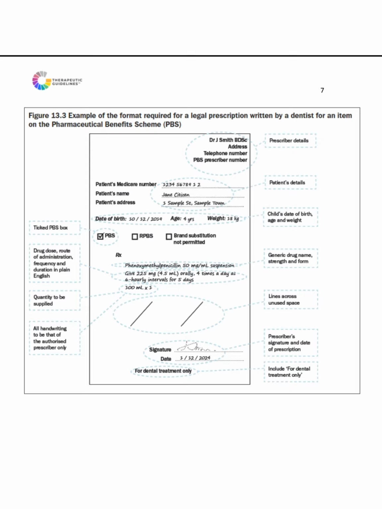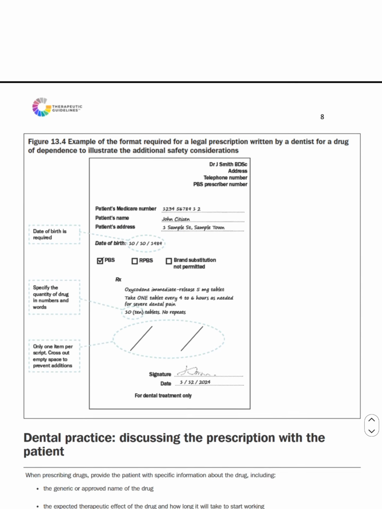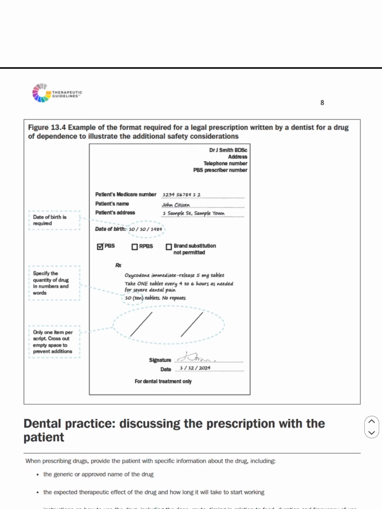All right. Then we have to write the quantity to be supplied, like 100 ml 3 times. Then if there is an empty space, you have to put lines across the unused space. And then you have to sign, the prescriber's signature, and the date of prescription. And at the bottom of the page, you have to write for dental treatment only. So this was one example, and this was the second example. Everything is the same.